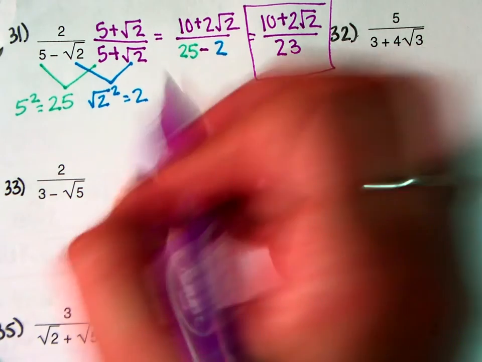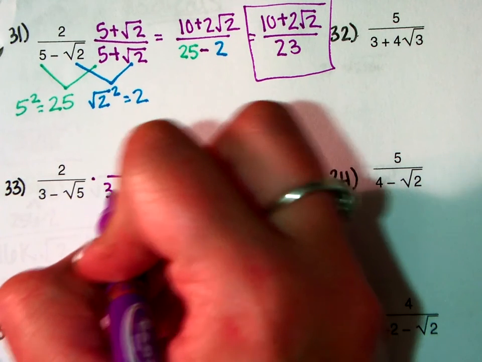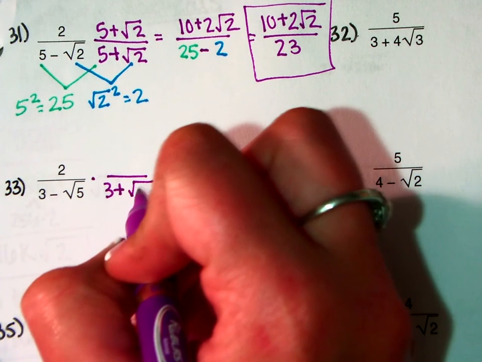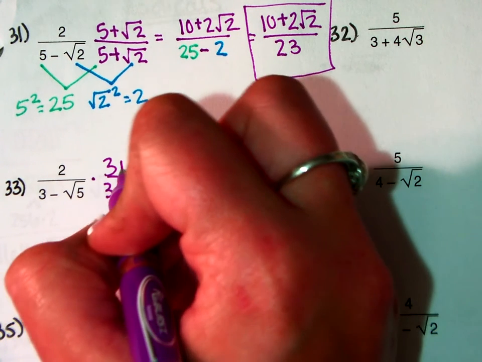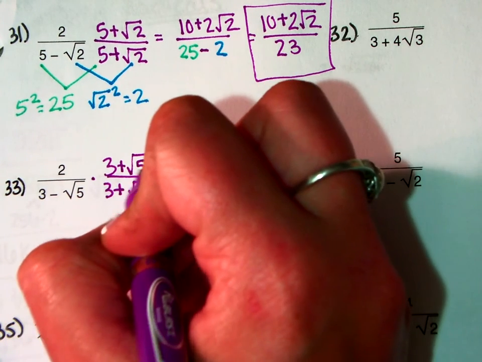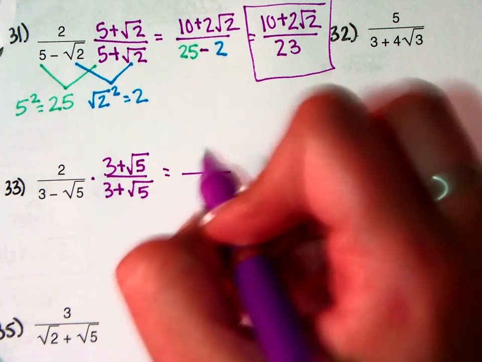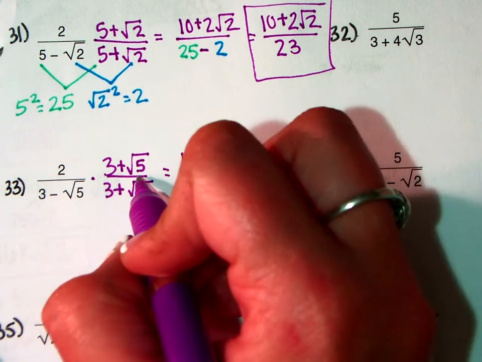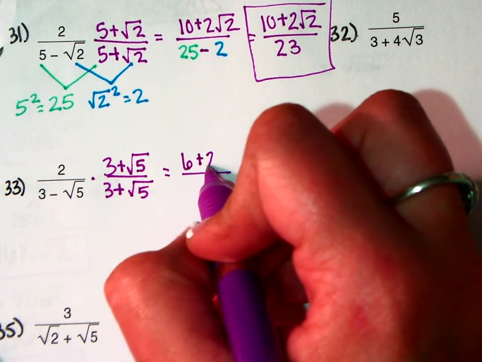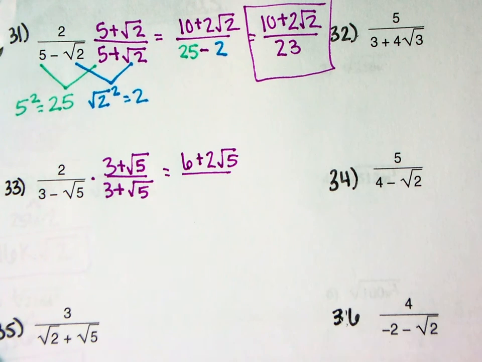Again, like a difference of squares, I'm going to change the sign to positive. So I'm going to multiply the top and bottom by 3 plus the square root of 5. Then I will distribute across the top. 2 times 3 is 6. 2 times positive square root of 5 is positive 2 square root of 5.